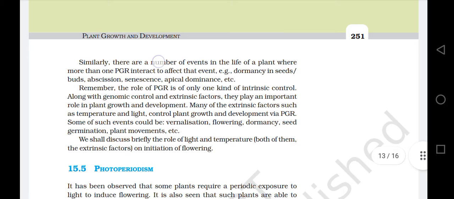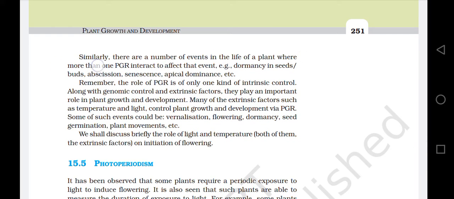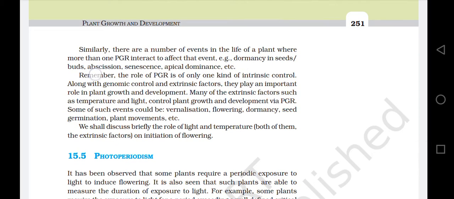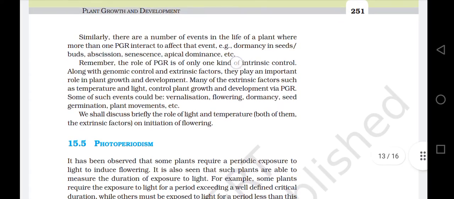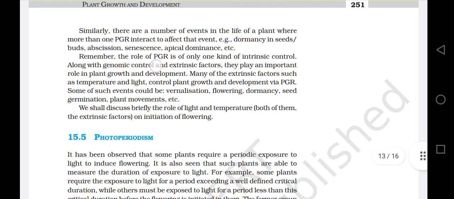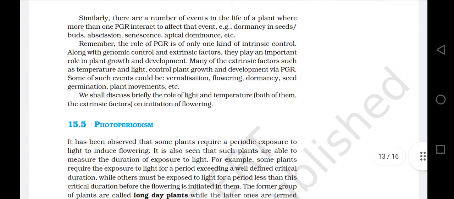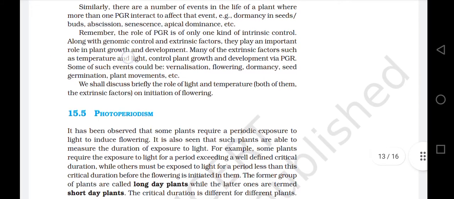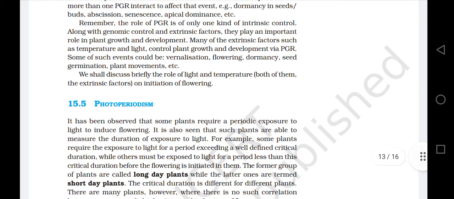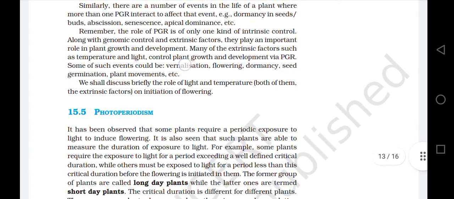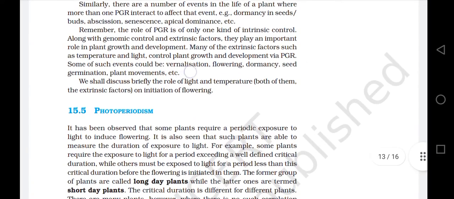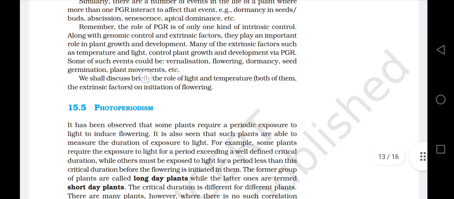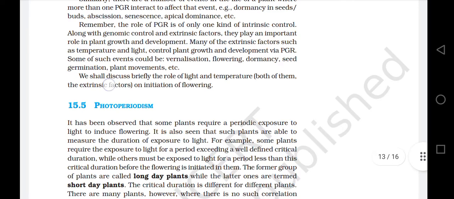Similarly, there are a number of events in the life of a plant where more than one PGR interact to affect the event. Examples: dormancy in seeds and buds, abscission, senescence, apical dominance, etc. Remember, the role of PGR is of only one kind of intrinsic control along with genomic control and extrinsic factors. They play an important role in plant growth and development. Many of the extrinsic factors, such as temperature and light, control plant growth and development via PGR. Some of such events could be vernalization, flowering, dormancy, seed germination, plant movements, etc. We shall discuss briefly the role of light and temperature, both of them extrinsic factors, on initiation of flowering.